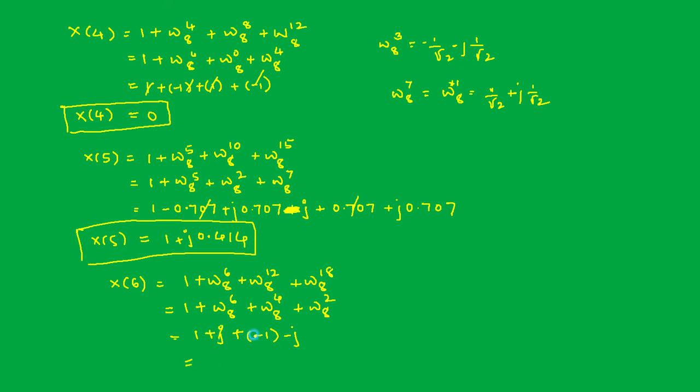So this minus j and plus j get cancelled, minus 1 and plus 1 get cancelled. So x of 6 is equal to how much? x of 6 is equal to 0 again.